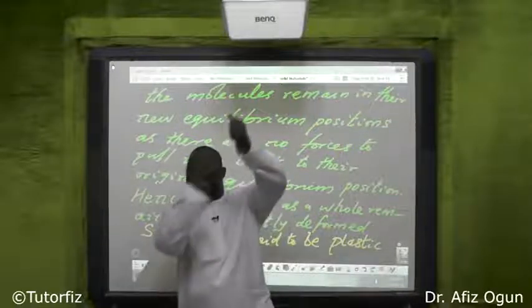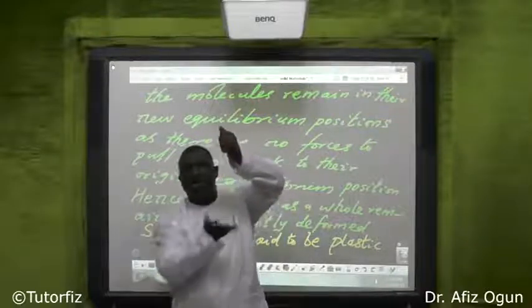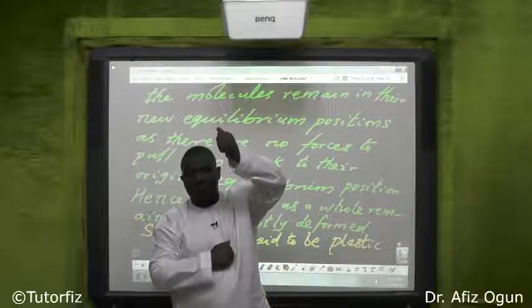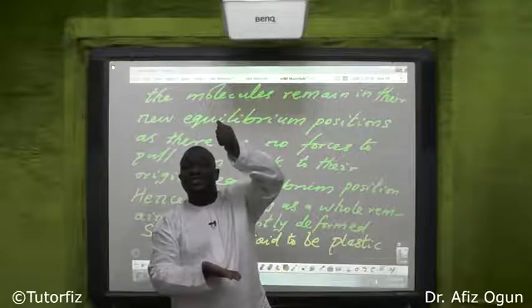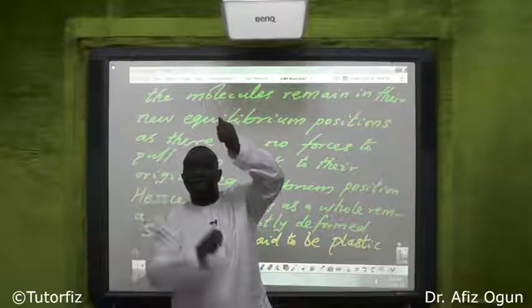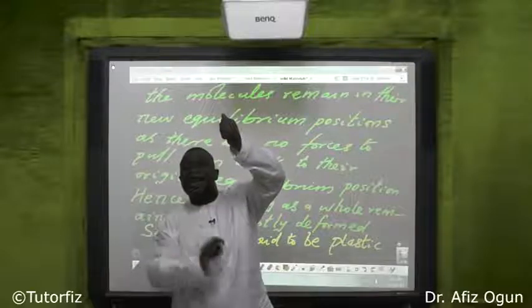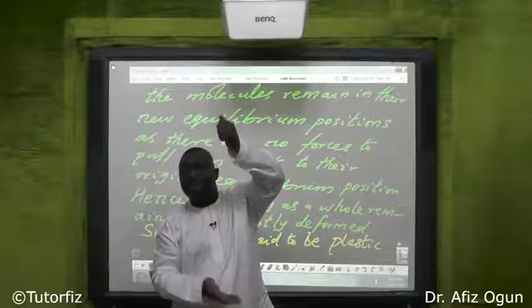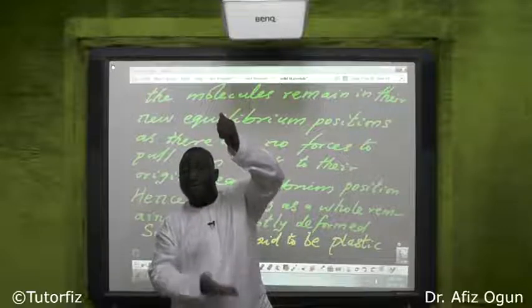Hooke's law states that when you add a force of 2 Newtons to a spring, if it extends by 1 centimeter, if you add 4 Newtons, Mr. Hooke is saying it should extend by 2 centimeters. If you add 6 Newtons, it should extend by 3 centimeters. If you add 8 Newtons, it should extend by 4 centimeters. If you add 10 Newtons, it should extend by 5 centimeters.